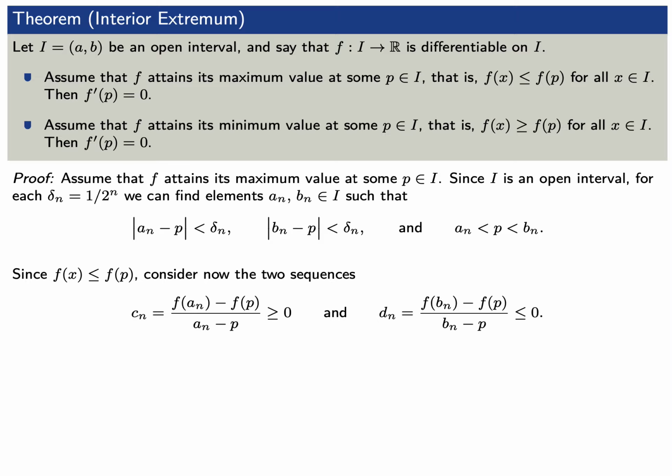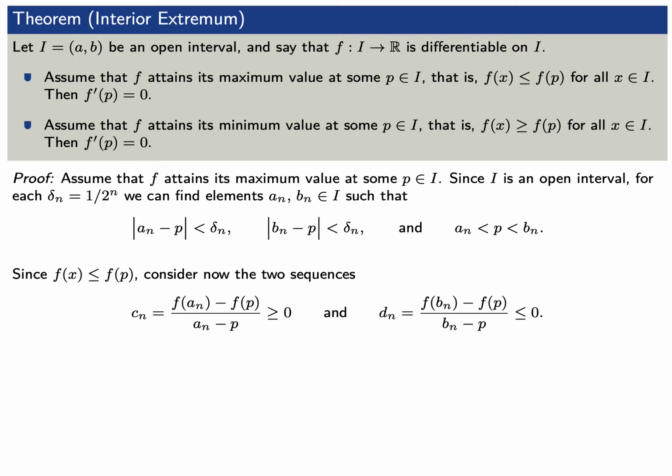Since f of x is less than or equal to f of p, let's define two new sequences c sub n and d sub n. c sub n is the ratio f of a sub n minus f of p divided by a sub n minus p. Since f of a sub n is less than or equal to f of p, the numerator here is less than or equal to 0. The denominator is also less than or equal to 0 because a sub n is less than p. This means that the ratio c sub n should be greater than or equal to 0.